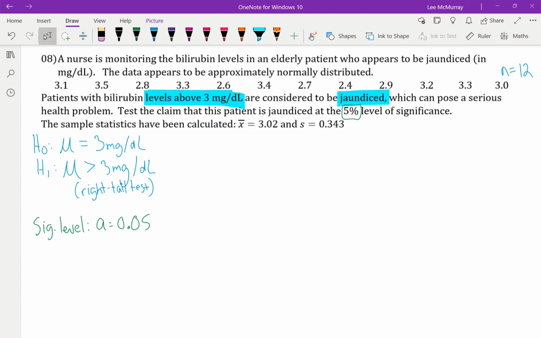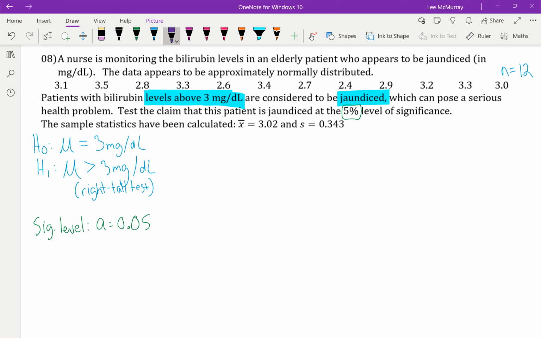Okay, as that was already stated, and then we have to go to our tests, a z-test or a t-test, given that we're dealing with a mean, right? We're testing an average here. So in this case, we have to determine whether we're dealing with a t-test or a z-test.